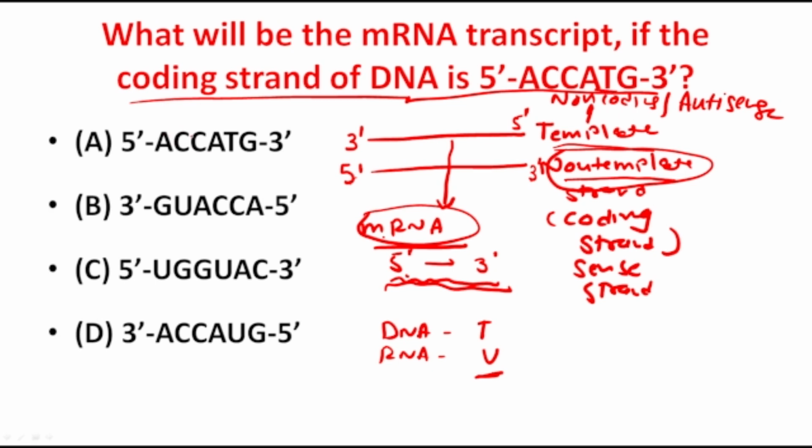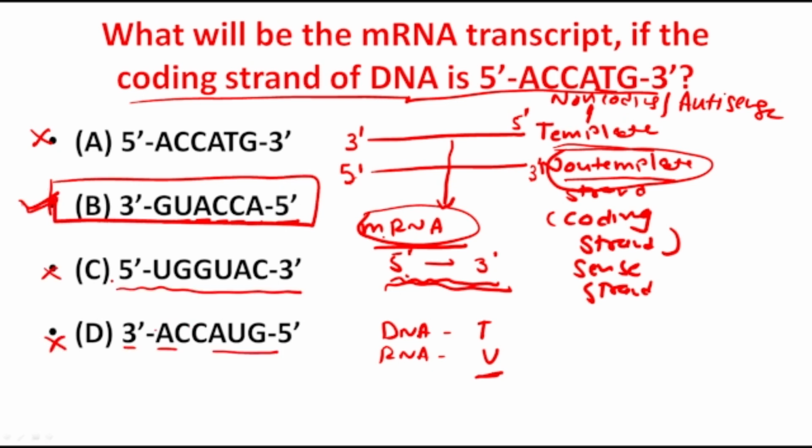So if you see here 5' to 3', option A, you can see ACCATG. So it is similar, so it will not be the answer, because in mRNA there will be uracil. Fine. This option B, 3' GUACCA. But if you read it from 5' to 3', that is A, C, C, A, and T is replaced by U, and G. So this is our correct answer, right?